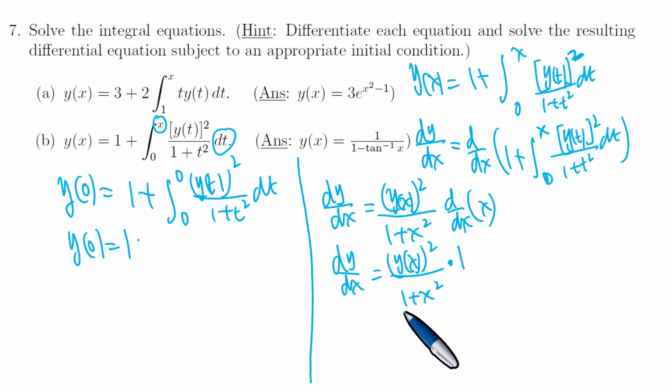Now you need to deal with this one, and you need to be able to solve this one. How do you solve this one? Right, to solve this one, now you can just have the dy, you divide by y squared.